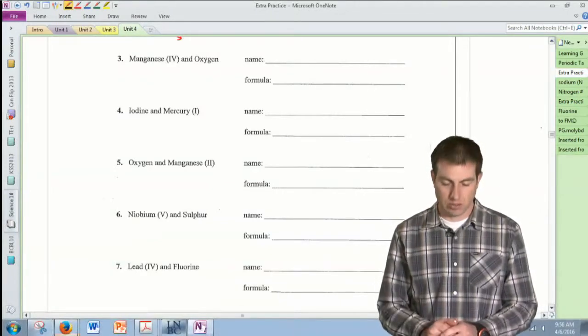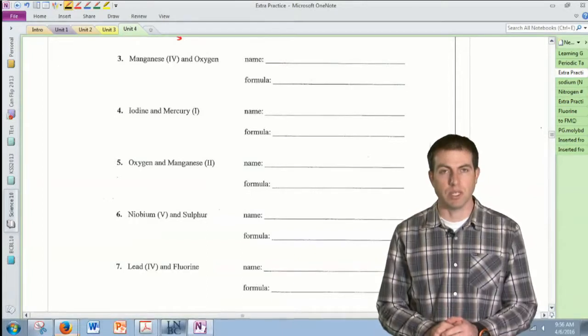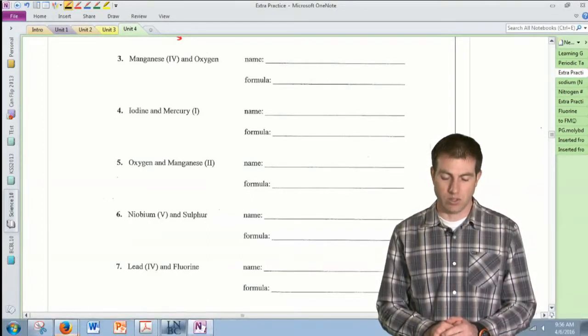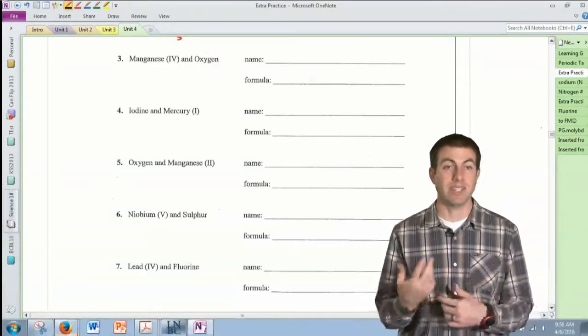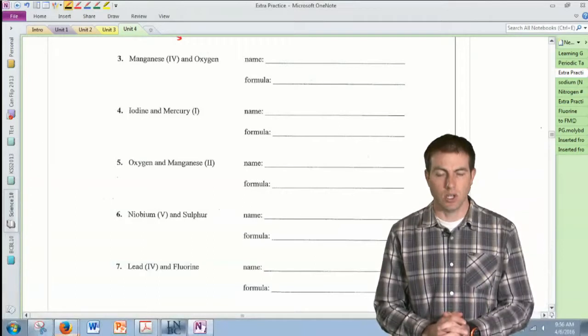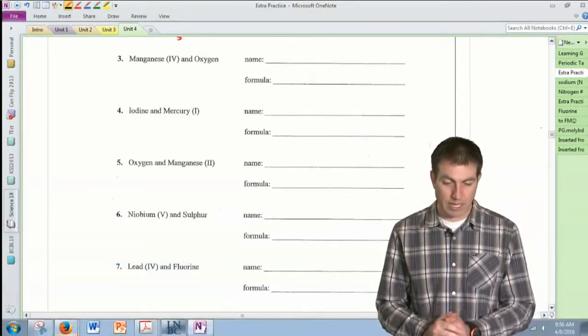Come back, I'll give you guys some answers, and then we'll look at maybe some polyatomics or something like that next, and see how those are maybe a bit different, or we'll do some questions where we work backwards, where we try to find the charge on the metal to name it, which is trickier. So do as many as you can in 5 minutes, and then we'll come back and we'll look at your answers.